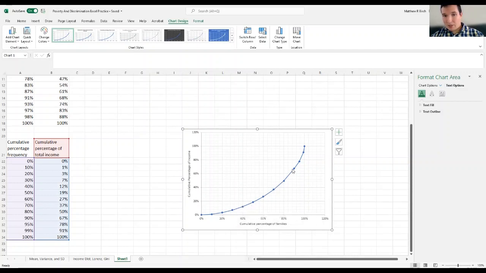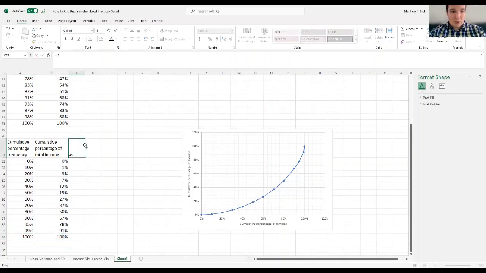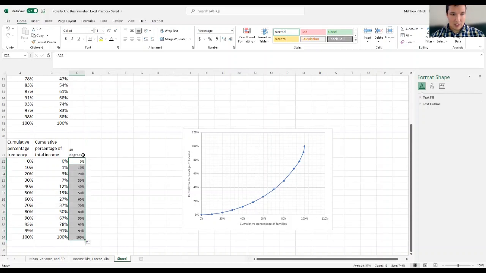And so on all the way up until we get 80% of the people accounting for 50, 90 for 67, 95 for 78, 99 for 91. And then finally, when you get 100% of the people, you get 100% of the income. Now, these graphs will often also have a 45-degree line, which means that the x-axis and the y-axis coordinates will be the same. And so this line, I'm going to set equal to that, just for graphing's sake.